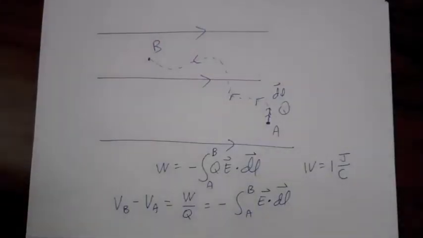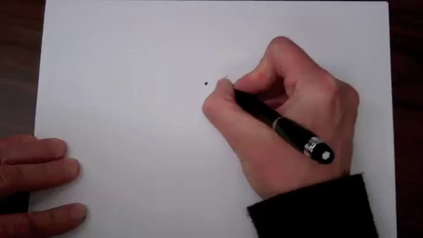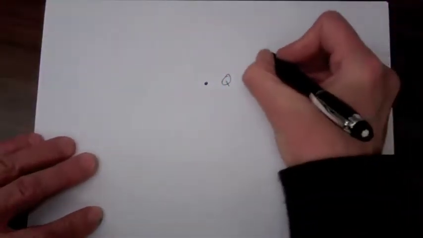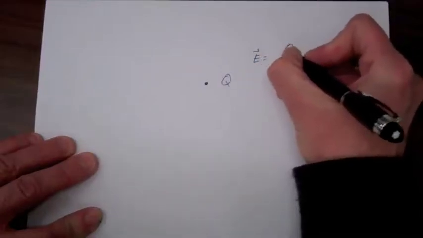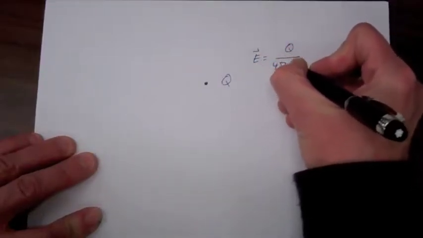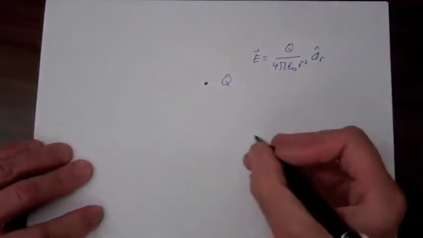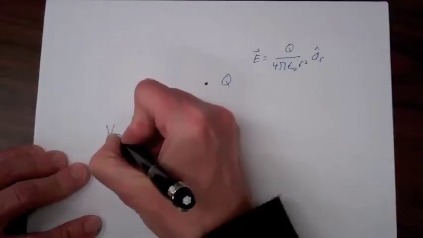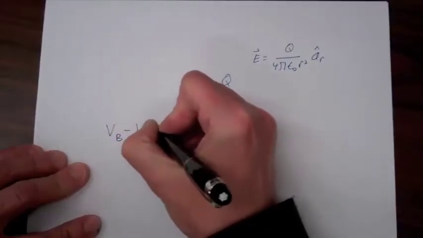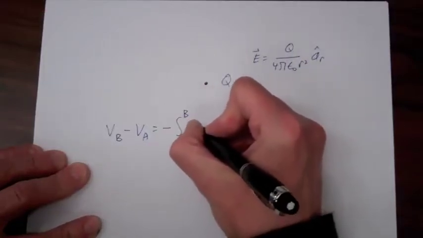Let's look at the potential associated with a point charge. So let's put that point charge at the origin. And we know the electric field intensity associated with that point charge is Q over 4 pi epsilon sub 0 r squared in the a sub r direction. So if we're looking at the potential difference between 2 points A and B, it's minus the integral from A to B of E dot dl.